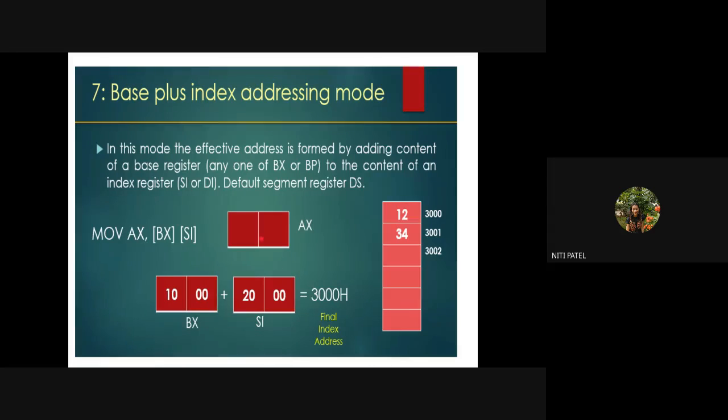Understood. Okay, so that is what is base plus index register. So you have to add the addresses of both to get the actual address where the data is stored.